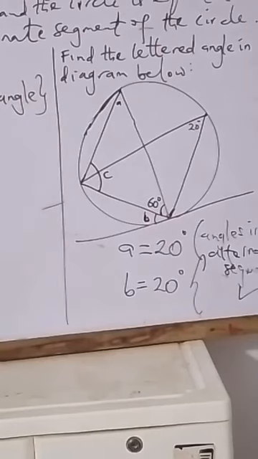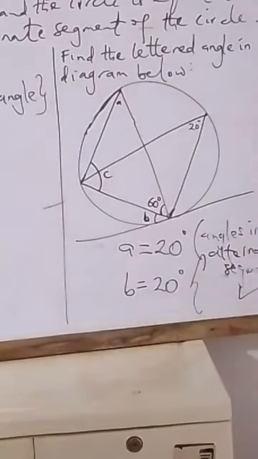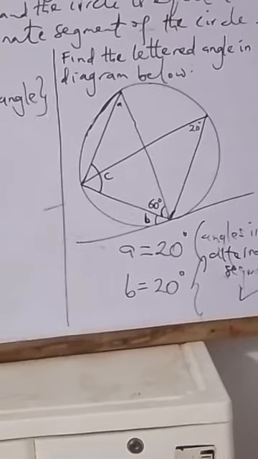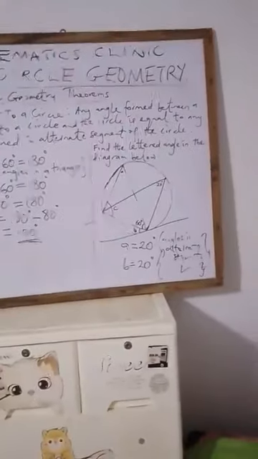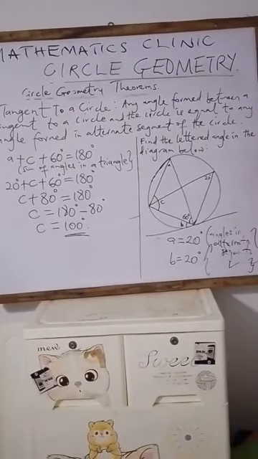So what is A? We said A is 20. What is C? We don't know. Then 20 plus C plus 60 is equal to 180 degrees. C plus 80 degrees is equal to 180. C is 180 degrees minus 80 degrees. C is 100 degrees. Quite simple. Just application of theorems. Nothing more.